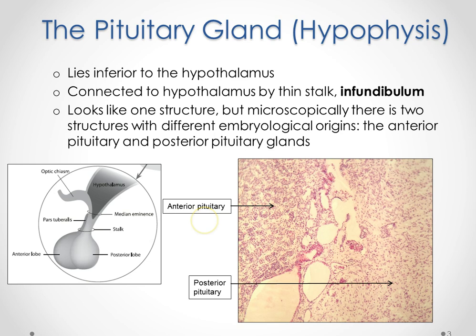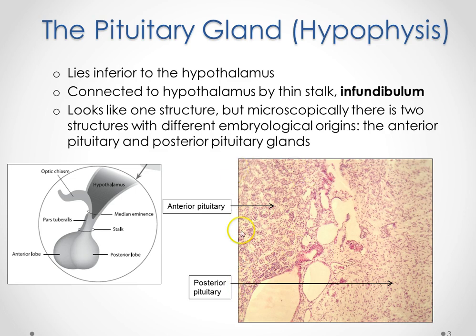Now, one thing I want you to notice when you get a slide of the pituitary gland in lab, this is what it's going to look like. There is going to be a slight difference in appearance between the anterior pituitary and the posterior pituitary. This is going to be due to differences in the embryological origin of these two areas. They're derived from different parts of the body, and I'll go into more detail about that in a second. But for now, I just want you to notice that difference in appearance.